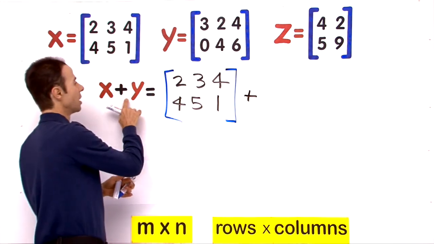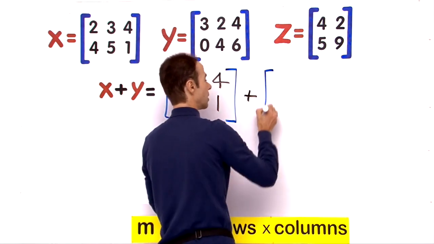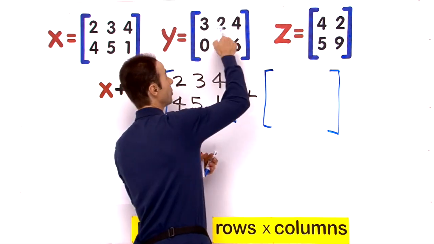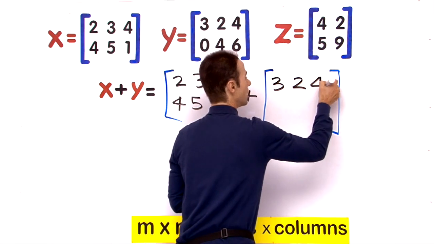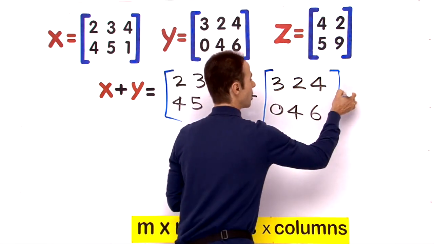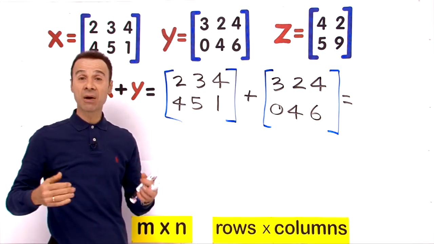Okay, let's add that. Plus, there's our plus, Y. There's our Y. I'm just going to copy that down. Put the brackets. Okay, what have we got? In the first row, 3, 2, and 4. Second row, 0, 4, and 6. What does that equal?